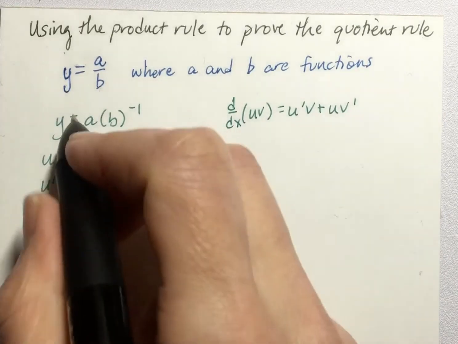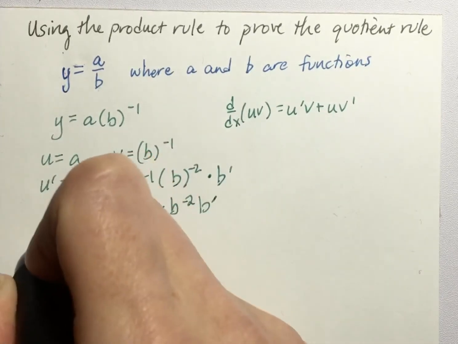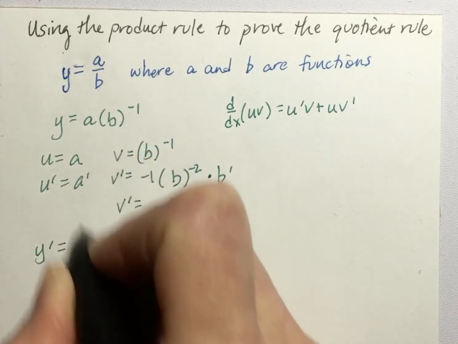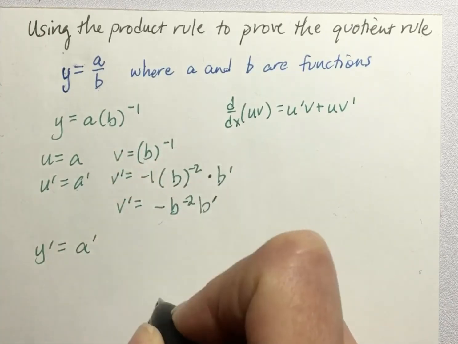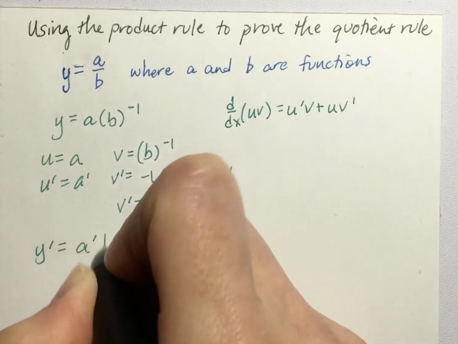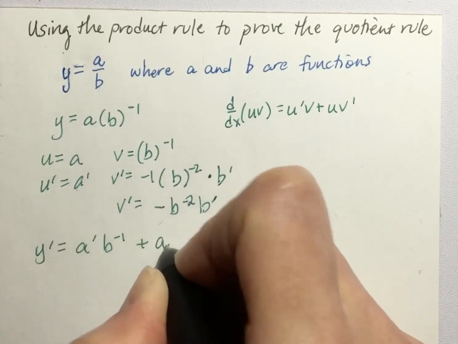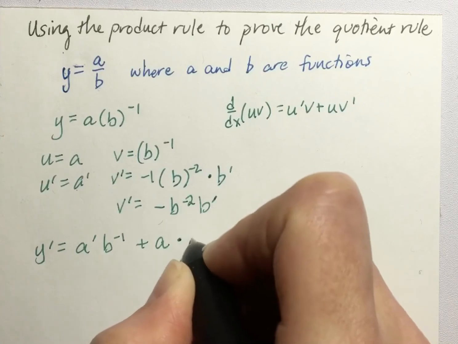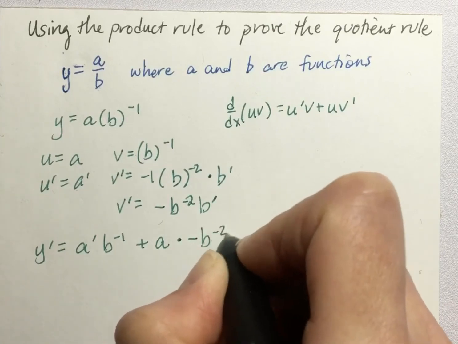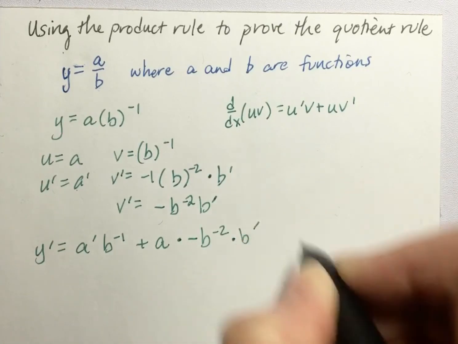Okay, now using our product rule on this, y prime is going to be u prime, which is a prime, times v, which is b to the negative 1, plus u, which is a, times v prime, which is negative b to the negative 2 times b prime.